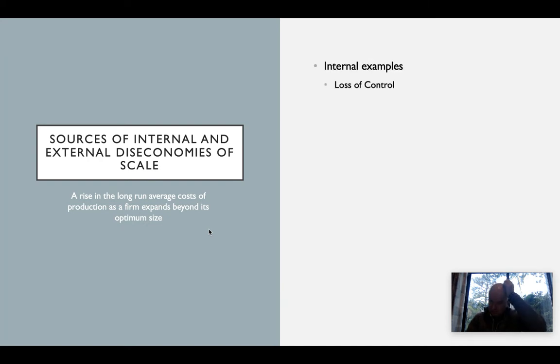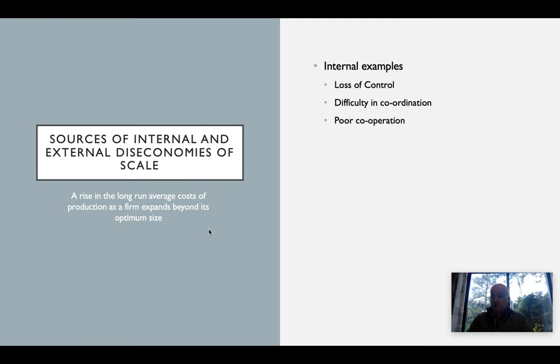And there are a number of reasons for that, a number of sources. So internal examples could be loss of control, so your management span is too wide, and as a result one department may not know what another's doing. You might get a sort of silo mentality where different departments simply aren't working together, and that clearly can cause inefficiencies. It can also be an issue in terms of coordination. If you're talking about a multinational company, for instance, with lots of different departments spread across the world, then that makes it very difficult to coordinate on all sorts of levels. So that can also be an internal example of diseconomies of scale.